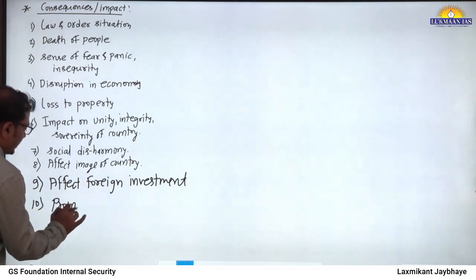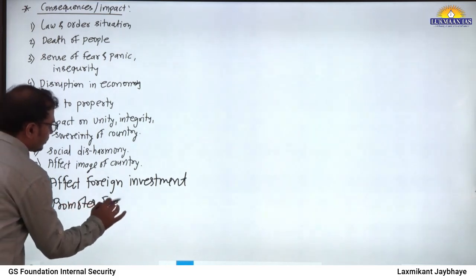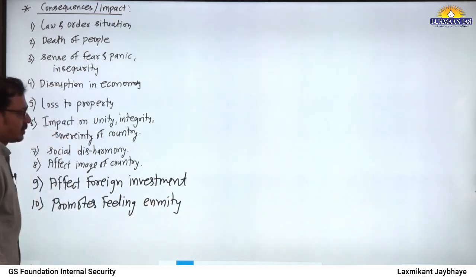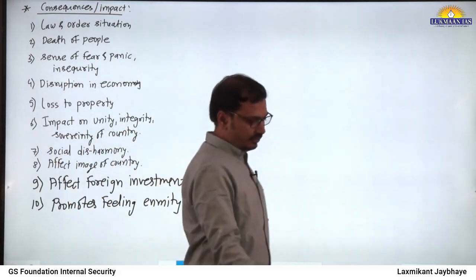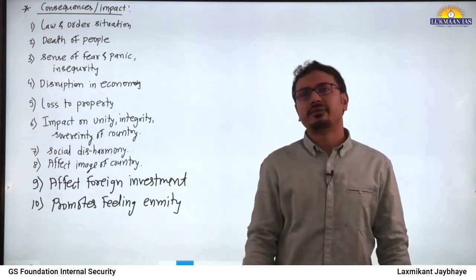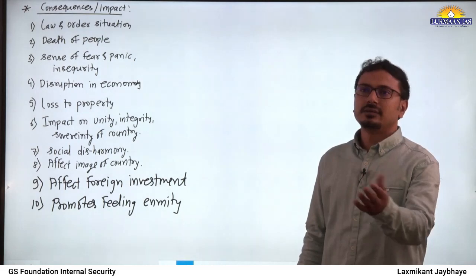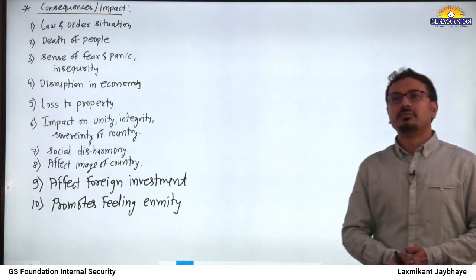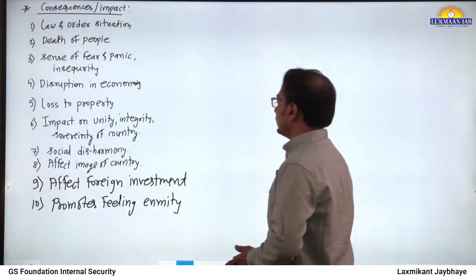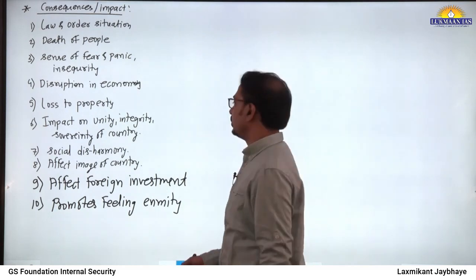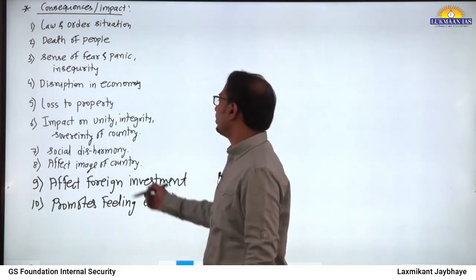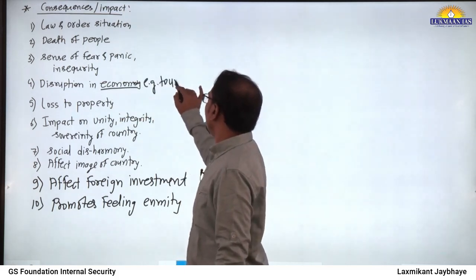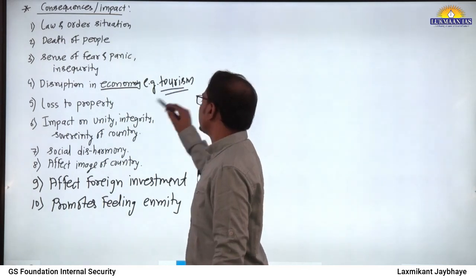In general, in society, it promotes feeling of enmity. It promotes feeling of enmity. Violence begets violence. Obviously, what Gandhi ji said, obviously that is the effect. An eye for an eye makes the whole world blind. So yes, tourism, yes it affects tourism, it definitely affects. Here you write disruption in economy, for example tourism. Write an example. What is the best example of this?